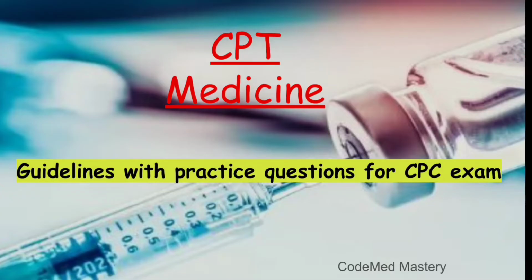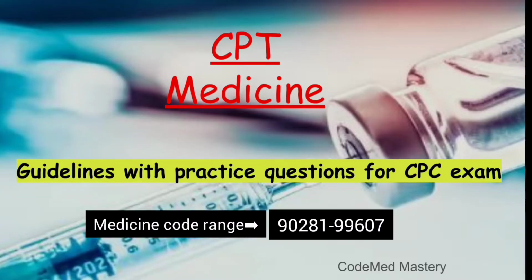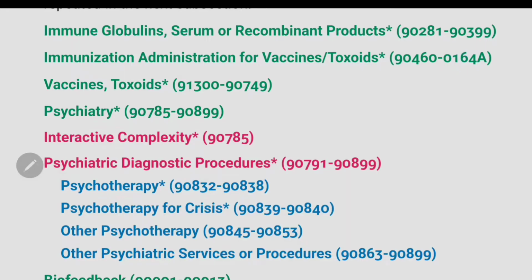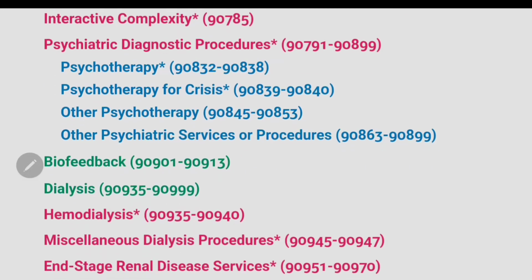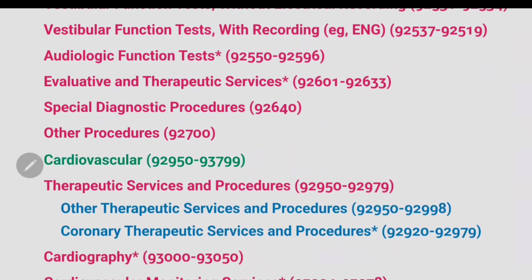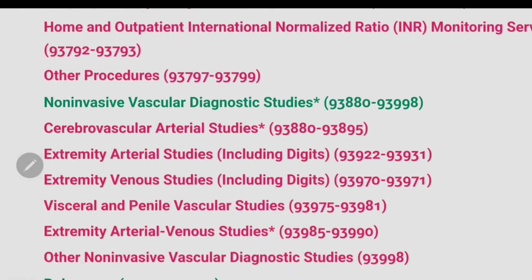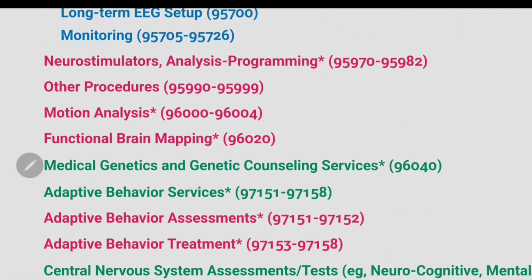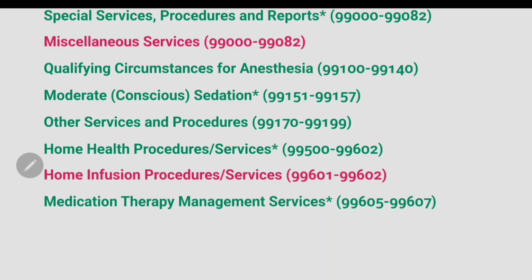So let's begin. Keep your CPT book ready, open the Medicine chapter section. The code range is 90281 to 99607. So, in your medicine chapter, you'll find codes related to these services, that is immunoglobulins, vaccines, psychiatry, interactive complexity, psychiatric diagnostic procedures, biofeedback, dialysis, gastroenterology, ophthalmology. So, all these services you'll find in the medicine chapter. Just go through them. So go through all this code range, up to 99607.